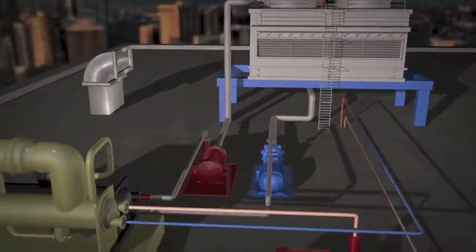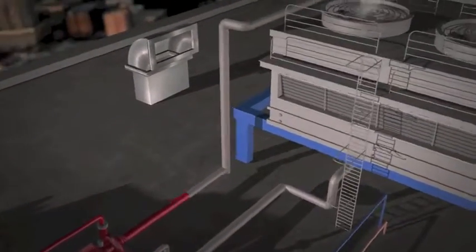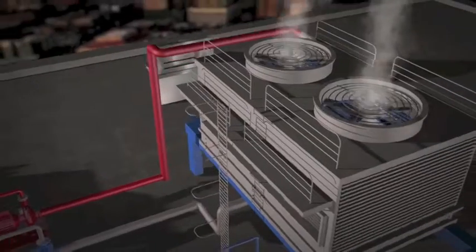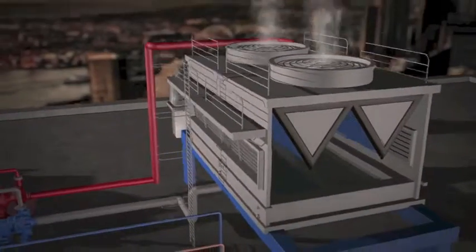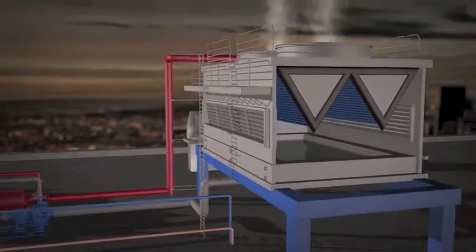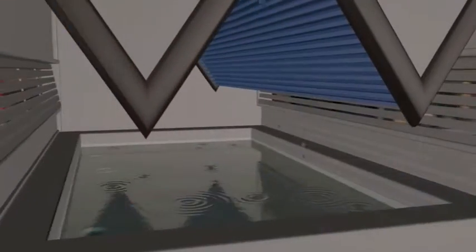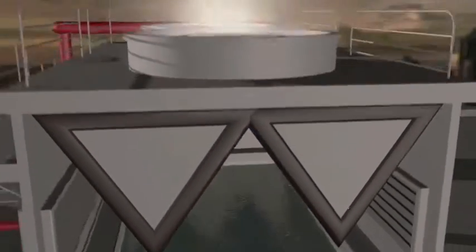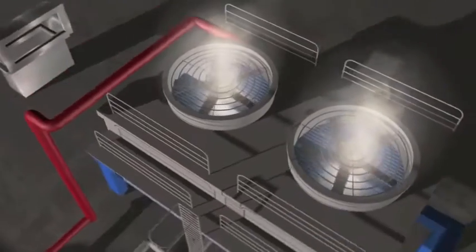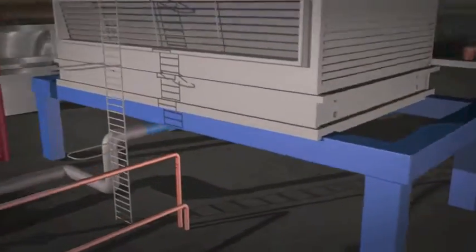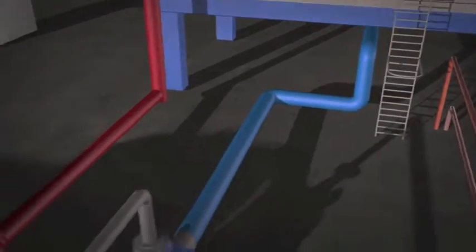There is a separate water circuit that collects and removes the heat absorbed by the compressor's gas, which is then sent to either a condenser coil or cooling tower. In either case, the heat is transferred from the water into the air, and the resulting cooled water is pumped back to the chiller.